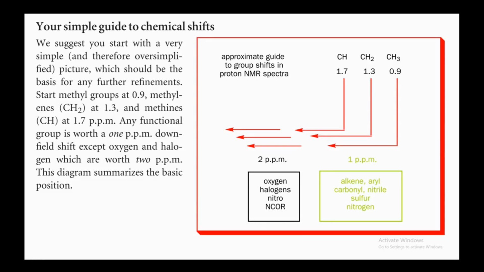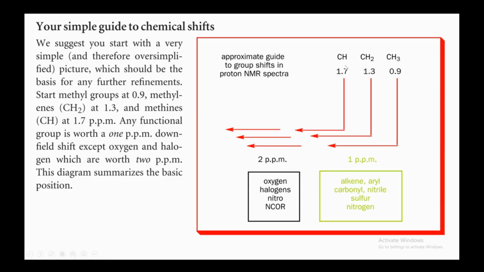We suggest you start with a very simple and therefore oversimplified picture, which should be the basis for any further refinements. Start methyl groups at 0.9, methylenes, CH2, at 1.3 and methynes, CH, at 1.7 ppm. Any functional group is worth a 1 ppm downfield shift except oxygen and halogen, which are worth 2 ppm. This diagram summarizes the basic position.